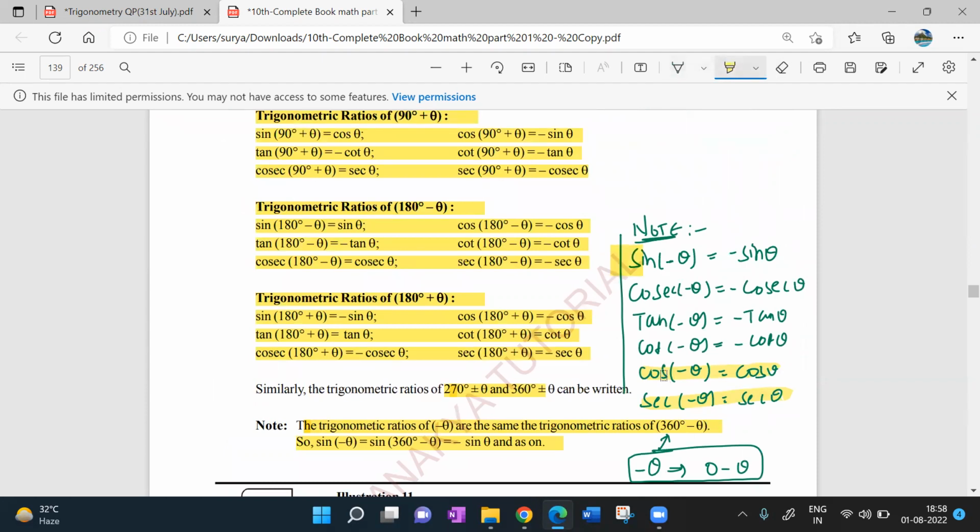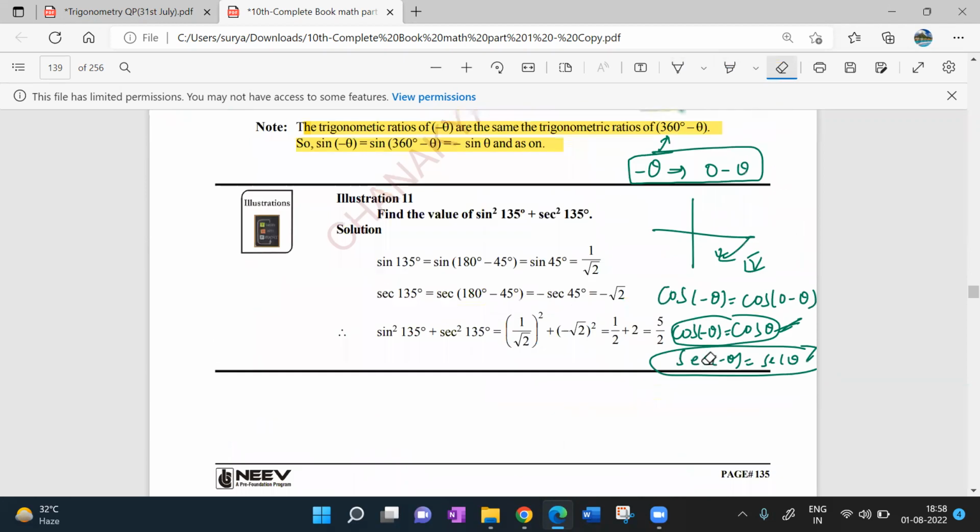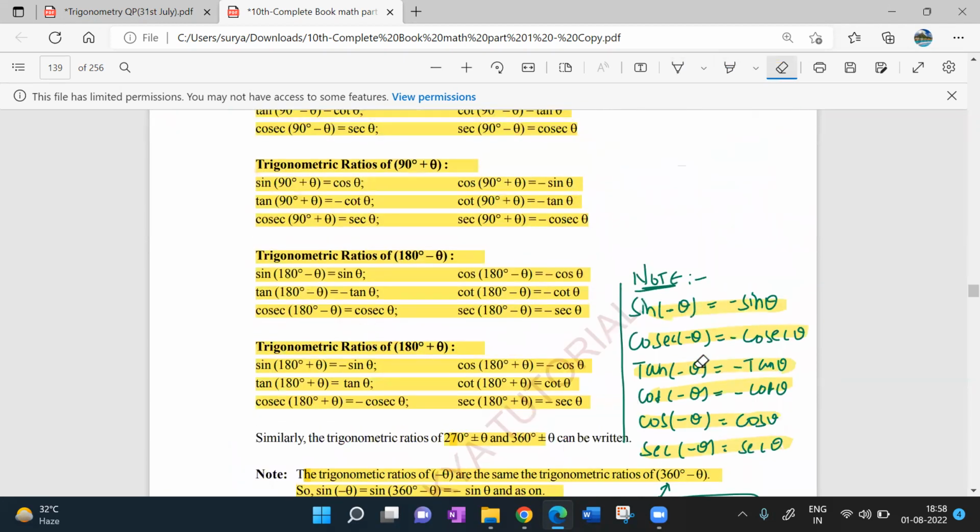All these results, look at this here. Any doubts? People tell me now. Very simple, right? Have this in your note.